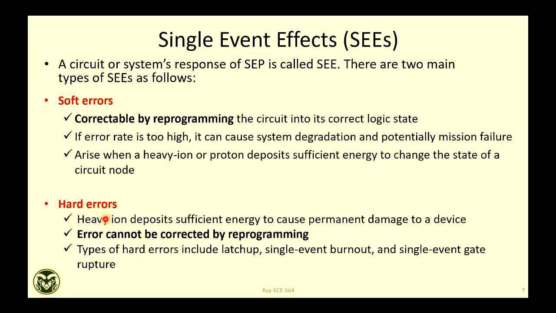And there is a hard error. A hard error is more like permanent damage. That means the radiation-induced error cannot be corrected by the circuit. Even if you turn it off and turn it on, the error doesn't go away.